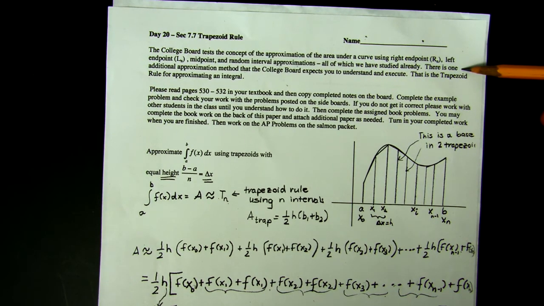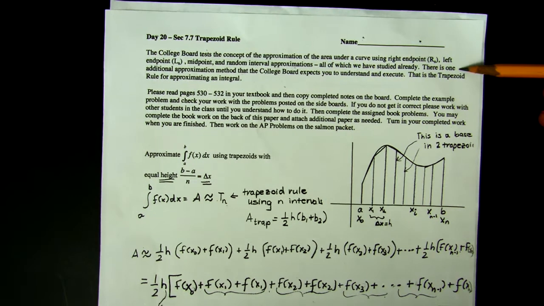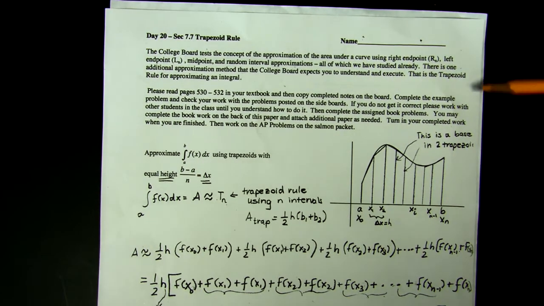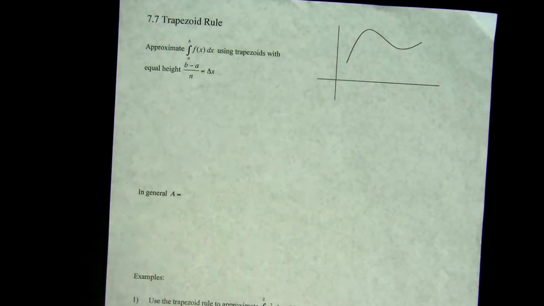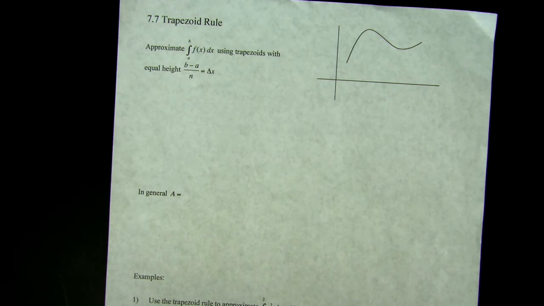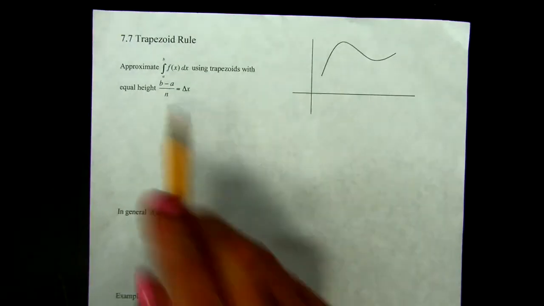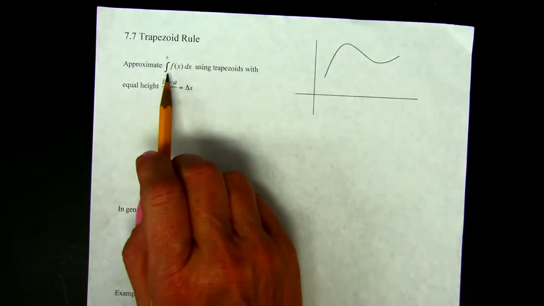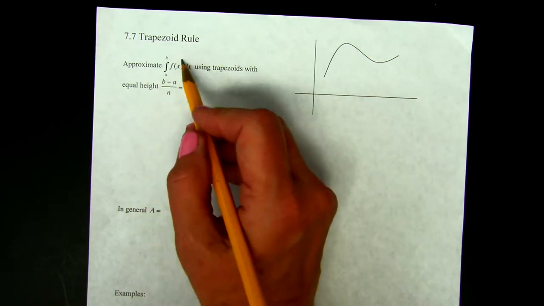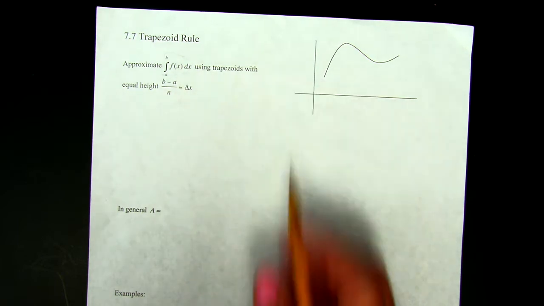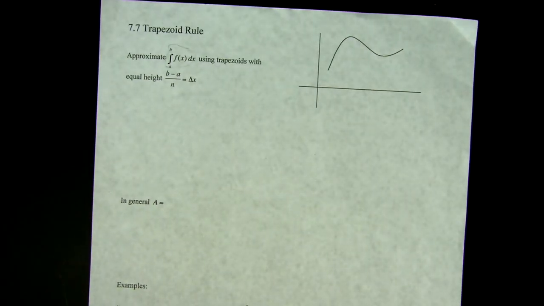There's one additional approximation method that the College Board expects you to understand and to execute, and that is the trapezoid rule for approximating an integral. So let's look at this function right here. We are going to approximate the integral from a to b of f of x dx using trapezoids, and we know that this means area under the curve.